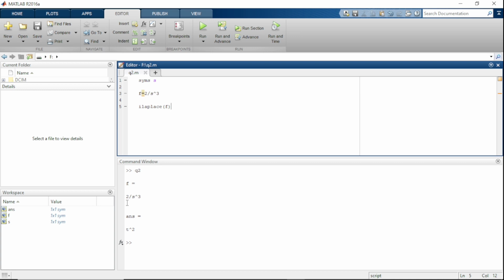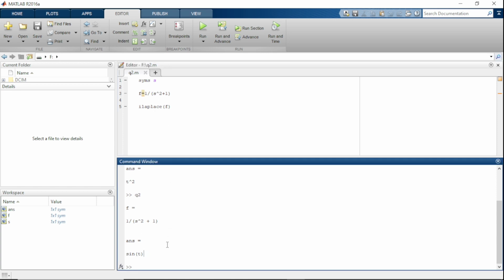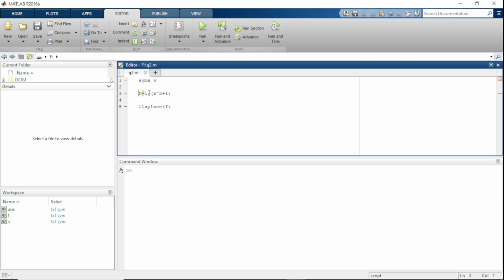Okay, so here you can see the inverse Laplace of 2 by s cube is t square. Now if I change the function to 1 by s square plus 1, its inverse Laplace will be sine t. So here you can see this is sine t. Now we take the function s by s square plus 1, so it will be cos t. Here you can see this is cos t.